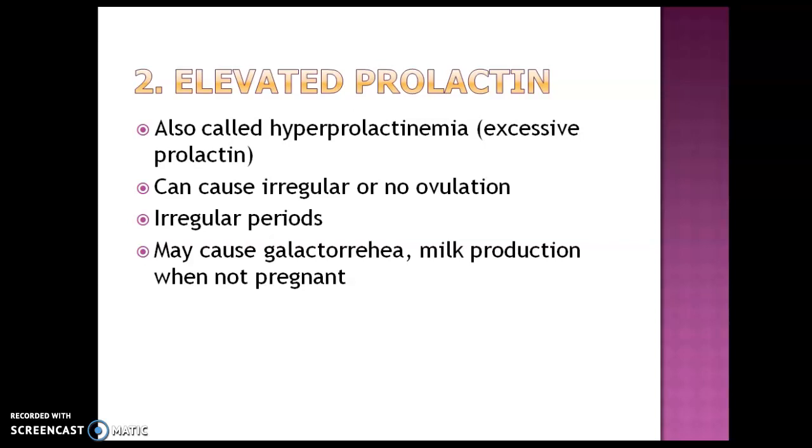But in ladies who have elevated prolactin, that is, when the hormone prolactin goes high, it may lead to irregular or no ovulation. Second, it can also cause irregular periods. At the same time, symptoms like galactorrhea, that is milk production when the lady is not pregnant, can also be a part of this type of problem.